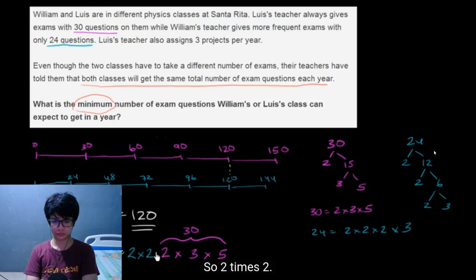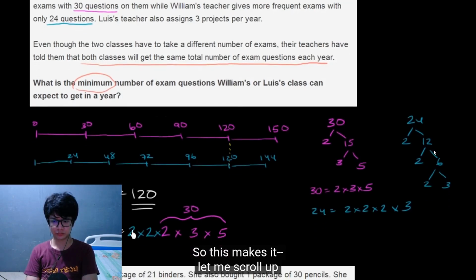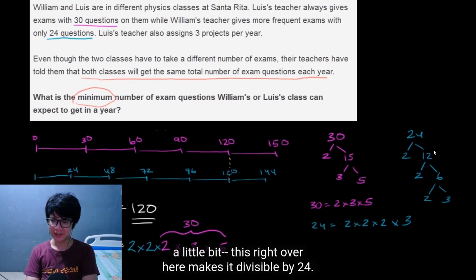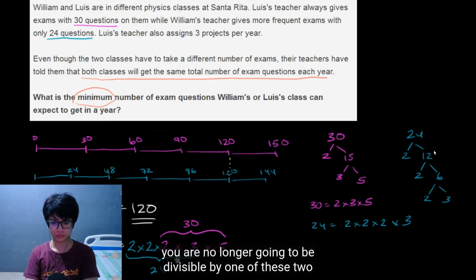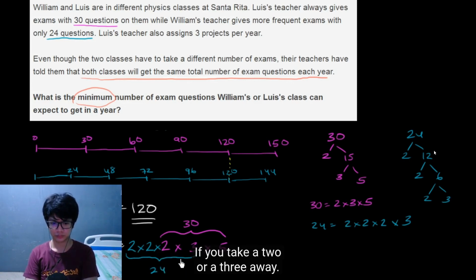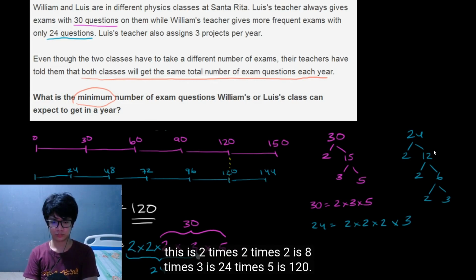So 2 times 2. This right over here makes it divisible by 24. And so this is essentially the prime factorization of the least common multiple of 30 and 24. You take any one of these numbers away, you are no longer going to be divisible by one of these two numbers. If you take a 2 away, you're not going to be divisible by 24 anymore. If you take a 3 or a 5 away, you're not going to be divisible by 30 anymore. And so if you were to multiply all these out, 2 times 2 times 2 is 8, times 3 is 24, times 5 is 120.